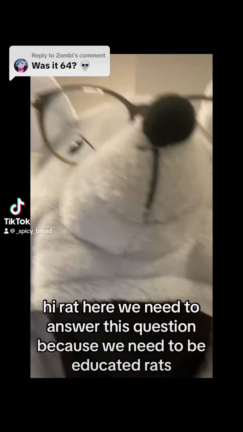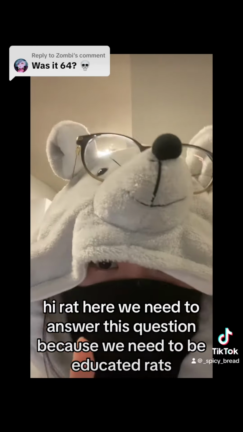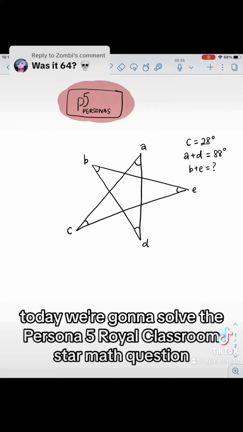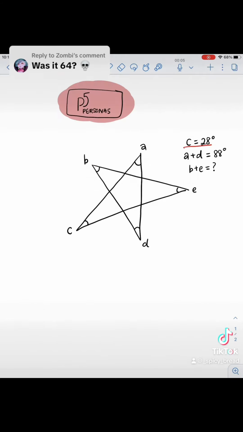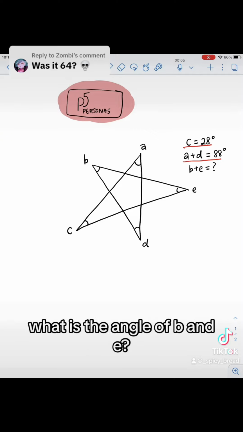Rat here. We need to answer this question because we need to be educated rats. Today we're going to solve the Persona 5 Royal Classroom Star math question. So the question states, if angle C is 28 degrees and angles A and D are 88 degrees, what is the angle of B and E?